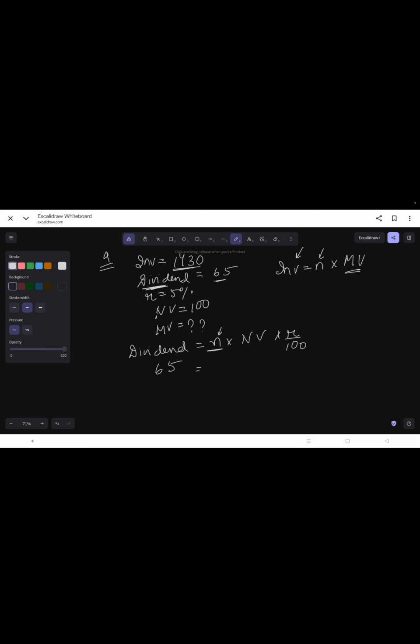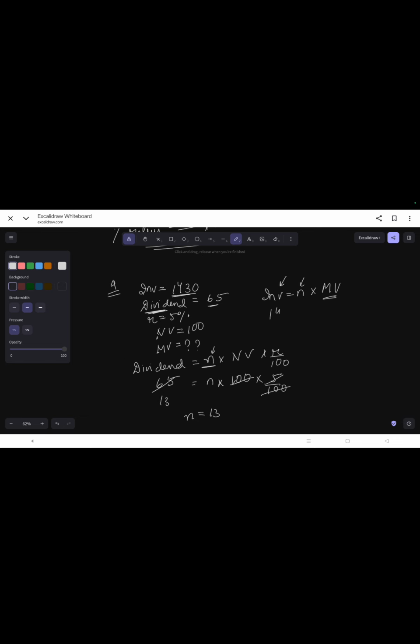Dividend is 65, NV is 100, and the rate is 5 by 100. 100 and 100 cancel off, 5 cancels into 65, and N is 13. And if N is 13, the investment value 1430 equals 13 into MV. What is MV? 1430 divided by 13 is nothing but 110. That is the MV. Easy now? Just putting in the values and you will get the answer. Nothing else.